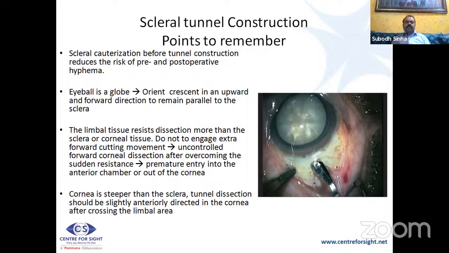At the same time, you have to remember, once you have just crossed your sclera, the maximum resistance will be at the limbus. So you have to be careful while you are going from limbus to cornea, because sudden resistance is lost and you may lead to premature entry. So you have to adjust your force accordingly. Again, the cornea is steeper than the sclera. So after entering the cornea, your direction should be further anterior. You have to remember the heel of your crescent blade that touches the globe at that time.